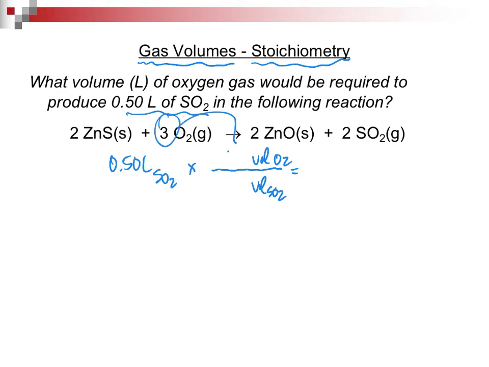Notice 3 is the stoichiometric coefficient for oxygen. 2 is the stoichiometric coefficient for SO2. That gives me 0.75 liters of oxygen gas. That is how simple this problem is. But again, I needed to show you that you don't always have to have moles. You can just use volumes and come up with your desired answer.